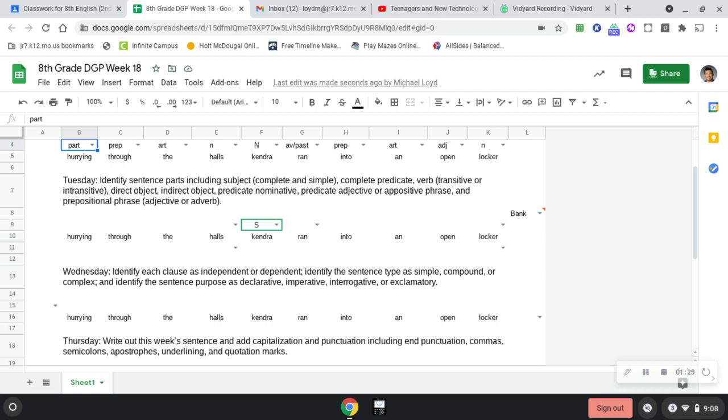Why are you saying it's intransitive? What is the direct object of ran? Okay. Does it say Kendra ran locker? Into the locker. So it needs help getting to the locker. So Jacob, what do you think it is? VI. It's intransitive. Okay. Again, looking at the simple predicate verb, it tells you how to identify those. If it has a direct object, it's going to be VT. If it does not, it's VI. So we should identify a direct object on Tuesday as well.